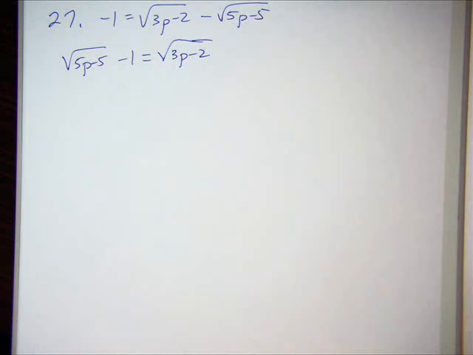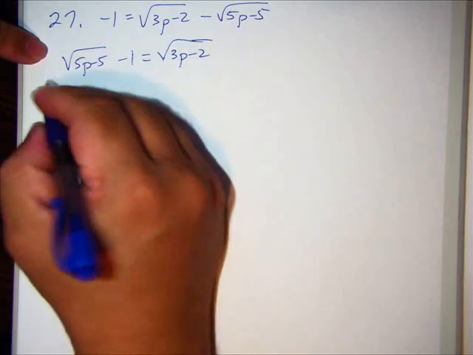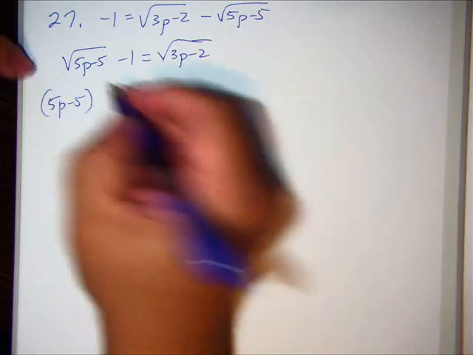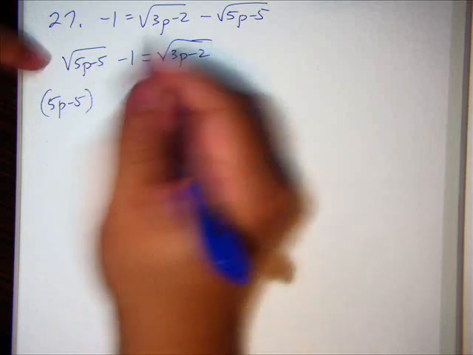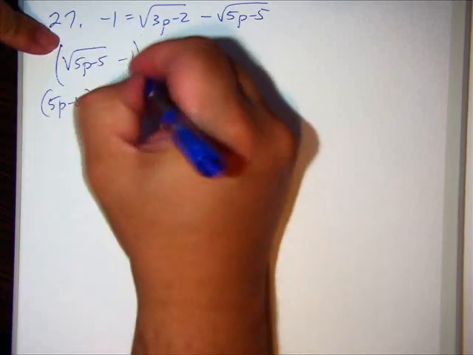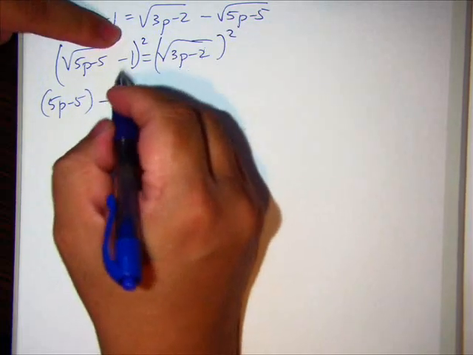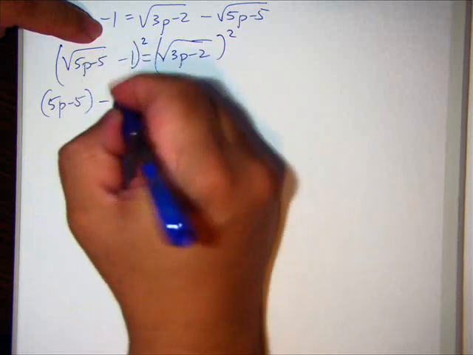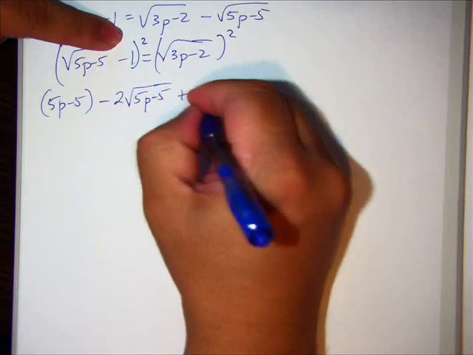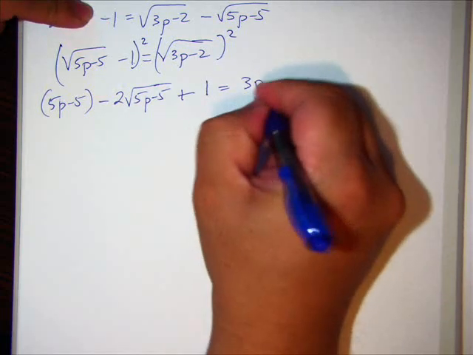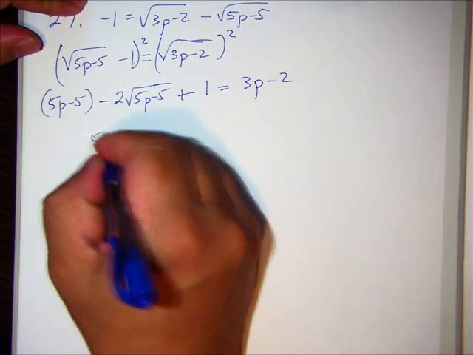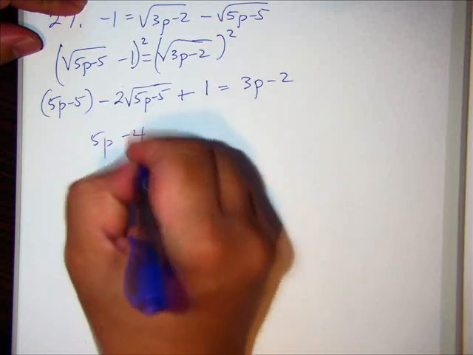Okay. Squaring that puppy. And we get 5p minus 5. I just put it in parentheses just to kind of keep it straight in my mind. No need for parentheses. Minus, remember we're squaring these. So 2 times 1 times that. So 2 root 5p minus 5 plus 1. Square that, 3p minus 2. Alright, let's combine like terms here. 5p is okay. Minus 5 minus 4.